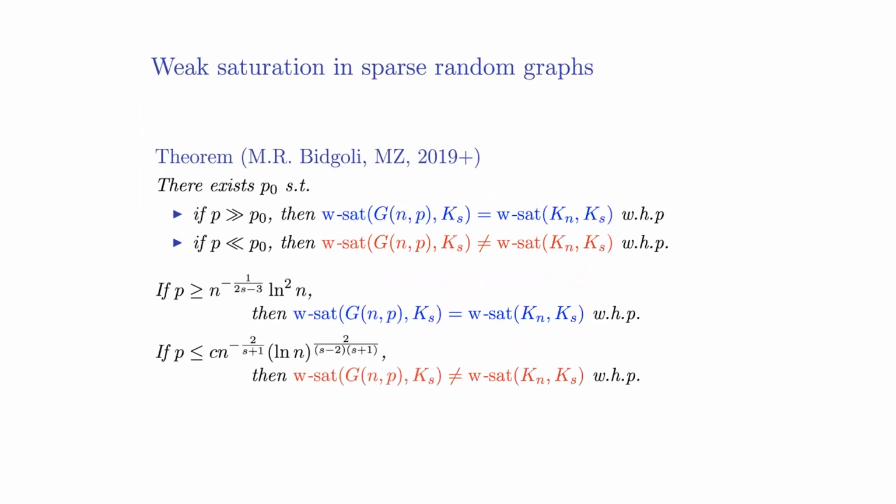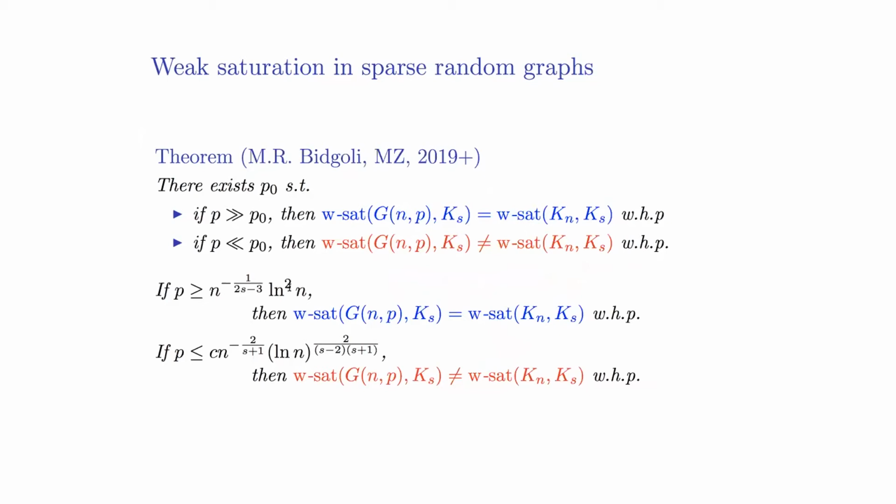And we even have some interval, some lower and upper bounds for this threshold probability, but we cannot find its sharp value. So the bounds are like this. If p is at least n to the minus 1 divided by 2s minus 3 times log square of n, then we have the stability property. And if p is smaller than some constant times n to the minus 2 divided by s plus 1 times some power of log, then there is no stability property.